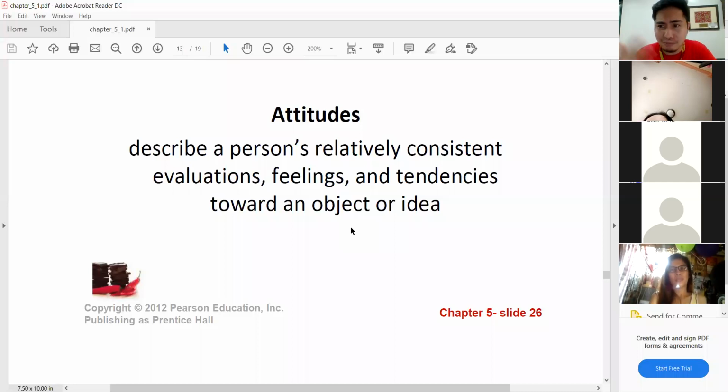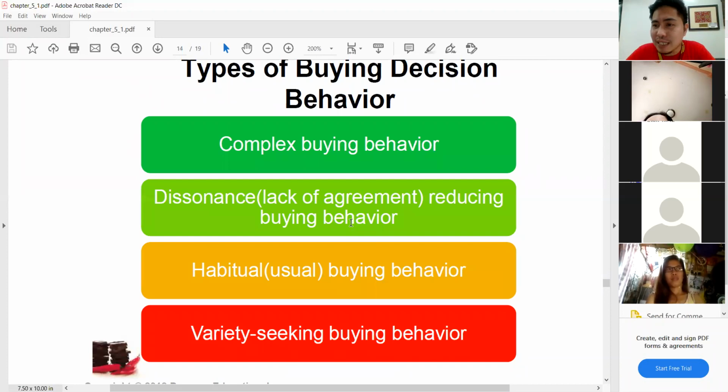So we have types of buying decision behavior. So we have complex buying behavior. I already told you a while ago. So we have dissonance-reducing buying behavior, or we tend to reduce the lack of agreement. We have habitual buying behavior, or, you know, you have this mentality of buying from the same store because that's your absolute favorite. And we have variety-seeking buying behavior. So this is common among Filipinos. Hilig kita mangukay. No? So sometimes we do bargaining and we look for different items that can be compared to see what's the best and then buy the best with the cheapest cost.